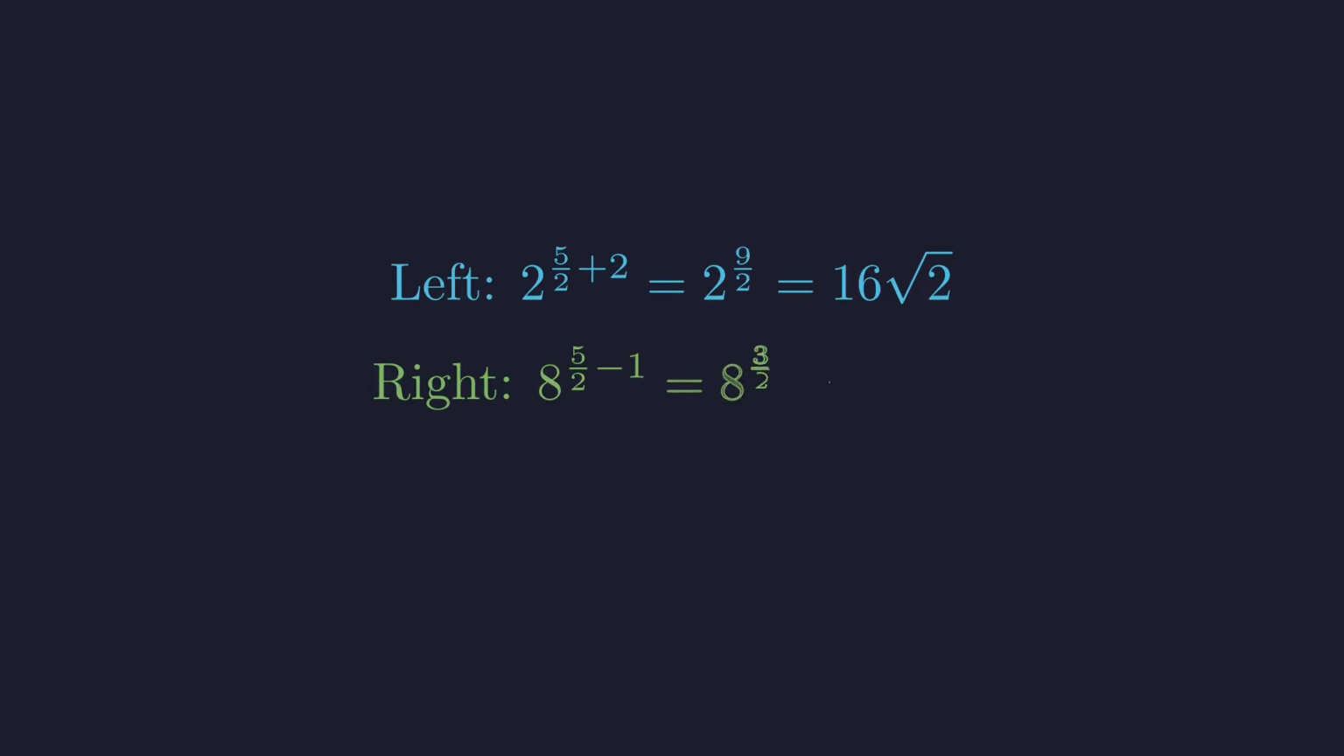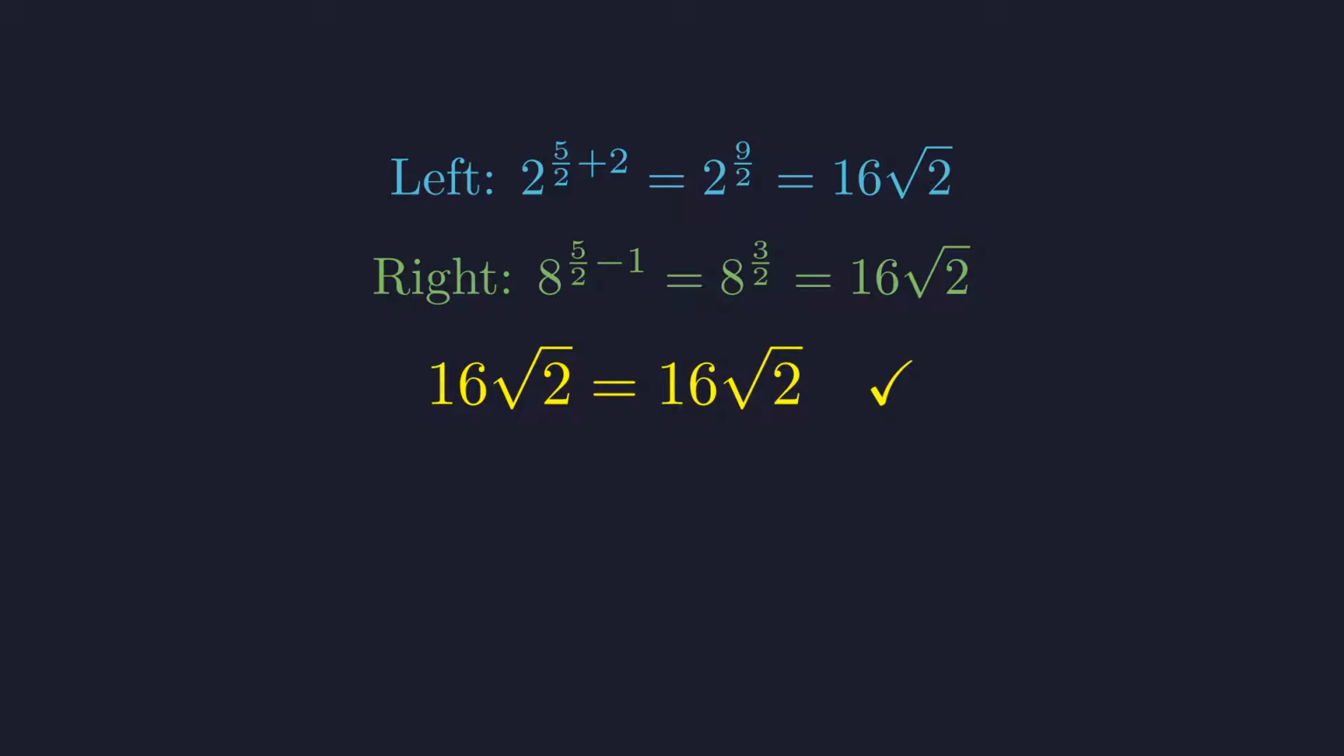Let's verify by plugging 5 halves back into the original equation. Left side, 2 to the 9 halves equals 16 root 2. Right side, 8 to the 3 halves also equals 16 root 2. Perfect match. Solution verified.